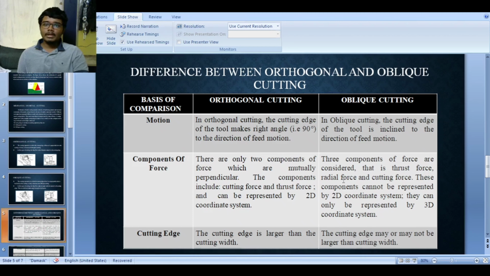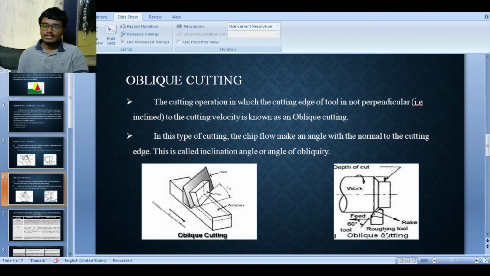In oblique cutting, three components of force are considered, that is thrust force, radial force and cutting force. These components cannot be represented by a 2D coordinate system, they can be only represented by a 3D coordinate system. So if you see in this diagram, this is the cutting force and thrust force, and this is the radial force.